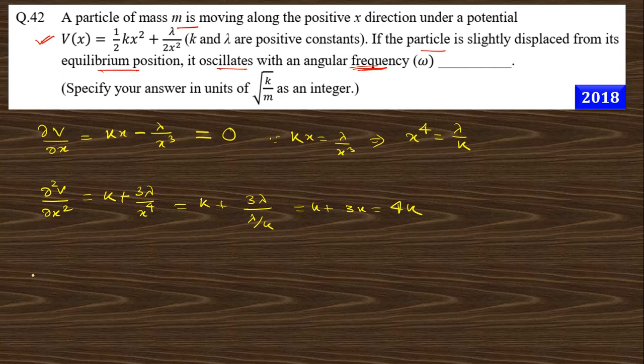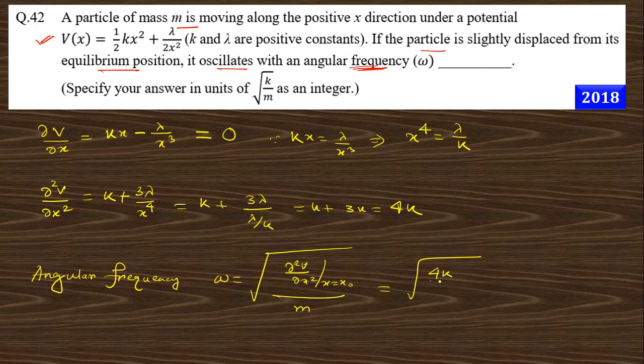So you can say the angular frequency can be written as omega is nothing but the root of del 2 V by del x square at the equilibrium, that is x equal to x0, the equilibrium position, divided by m. So this is nothing but 4k by m, so 2 root k by m, right? Here it is given that the unit of root k by m is the integer, so take this as an integer, so you will get 2. So the answer to this question is 2.